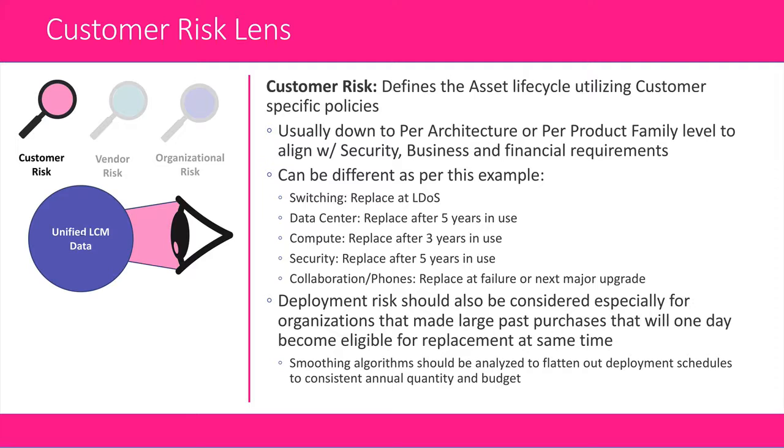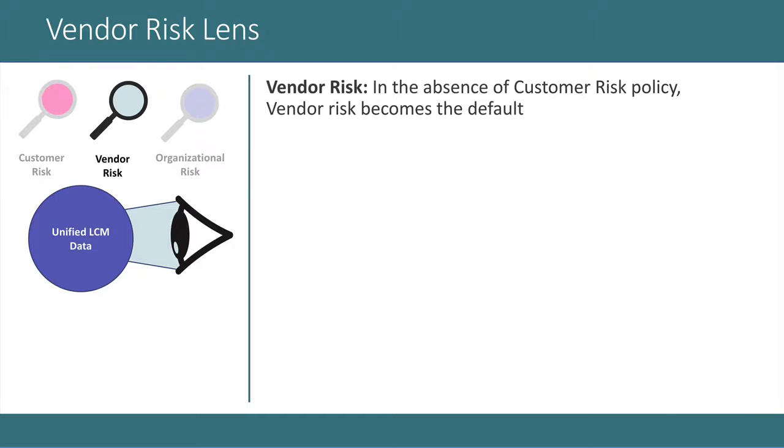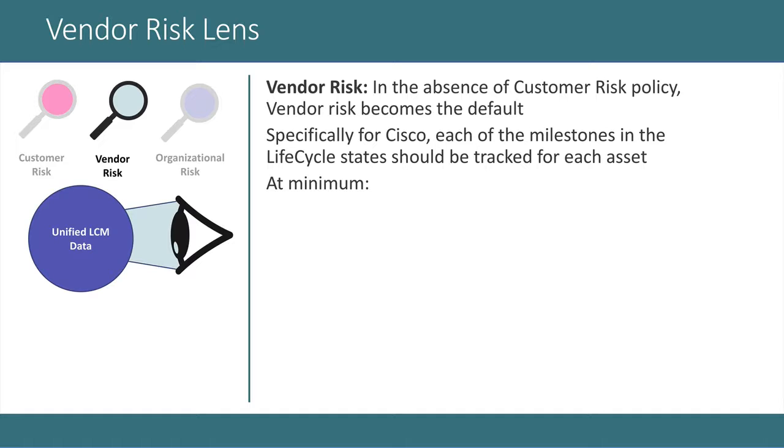Now, the next lens we can utilize is the vendor risk lens, and this is often useful when there are no customer policies in place, and so we can't really get a good view of the risk we're carrying as it relates to existing established policies within the customer organization. Specifically with this lens, we're utilizing each of the milestones that Cisco declares along the life cycle of their products. If you want to know more about this, please go back to the 101 video in this series, which talks about the 8 key milestones that Cisco declares across the life cycle of their products. But at minimum, what we want to do with this lens is look at when the end of sale happens, and from that, when the last day of support happens, and we track this very carefully.